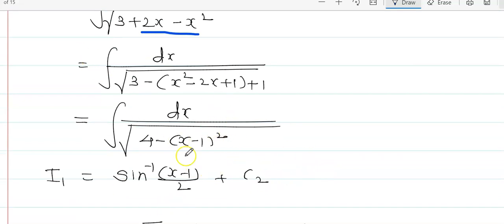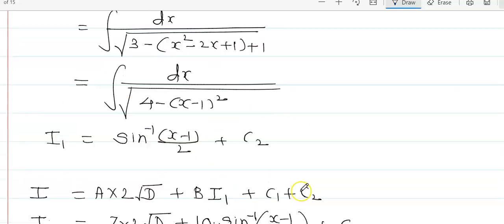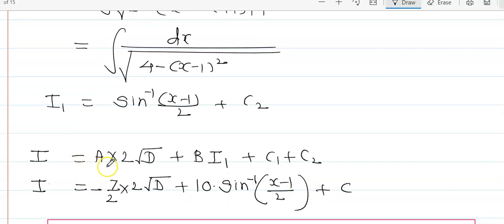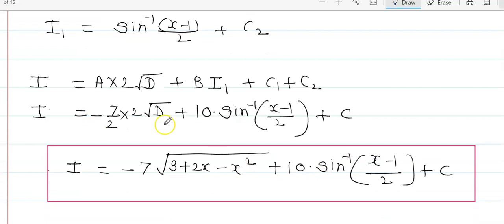Therefore, the integral of dx upon root of 4 minus (x minus 1) bracket square is sine inverse of (x minus 1) upon 2 plus c1. Therefore I is equal to a into 2 times root of d plus b I1 plus c1 plus c2. And hence this is the final answer.